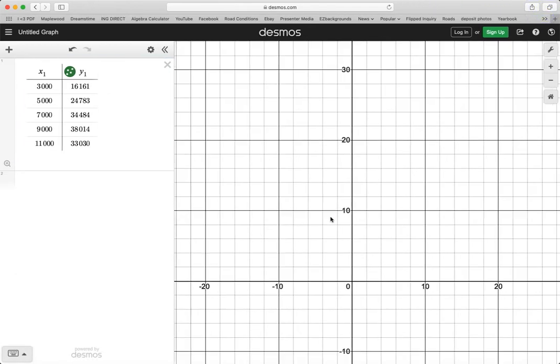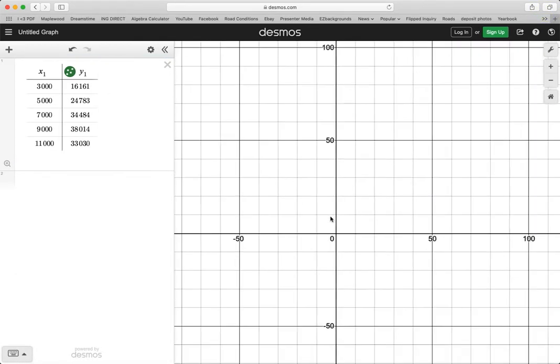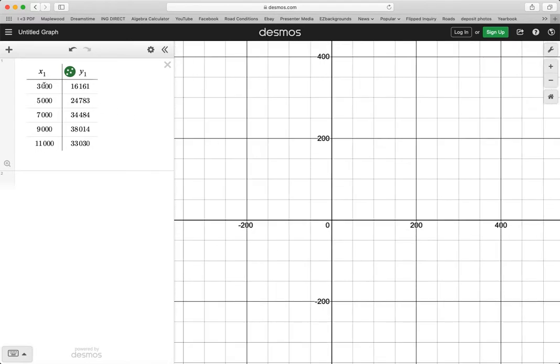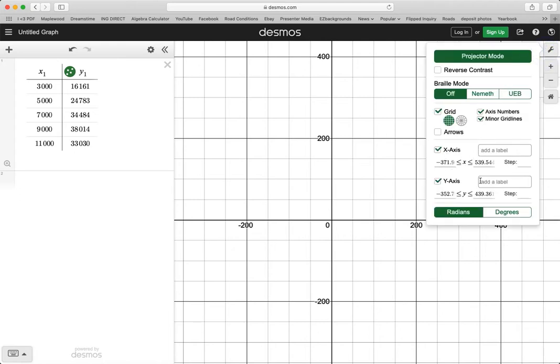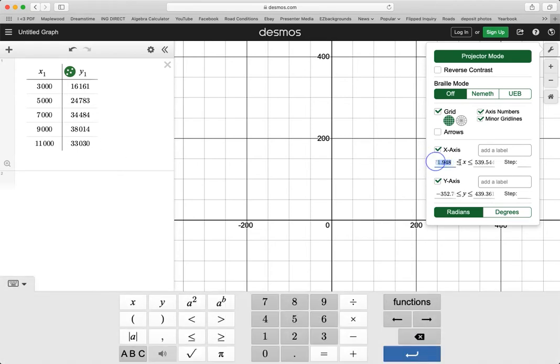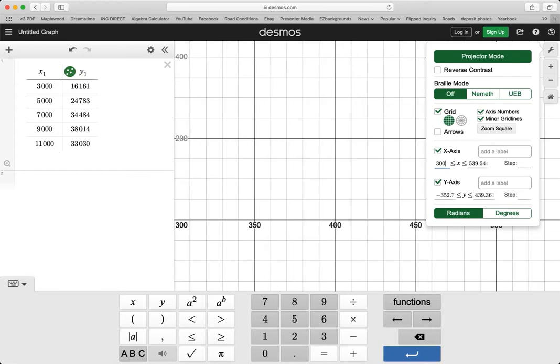That's part of the problem. Where are they? Now we can scroll, but we'll be scrolling for a long time because we have to go up to the 3,000s and the 16,000s. So it would be best to go here and change the scale. So my x-axis, the smallest number is 3,000 and the largest is 11,000. So I'm going to put 3,000 here at the beginning of the x and 11,000 here at the end of the x.